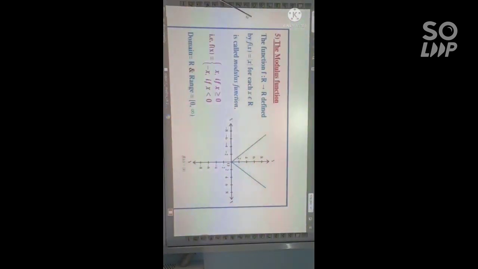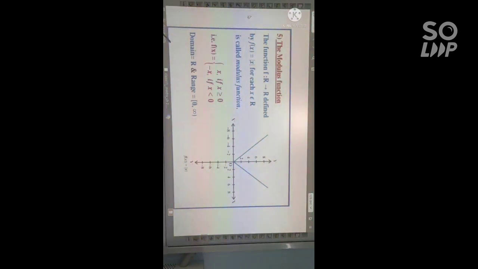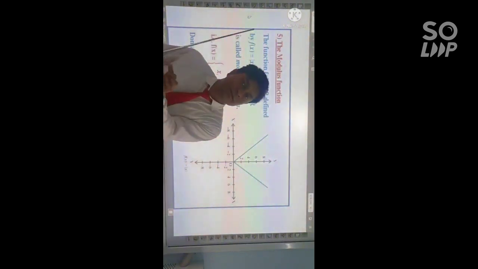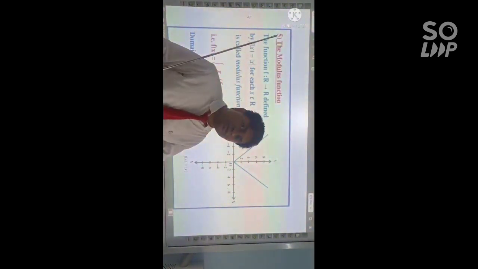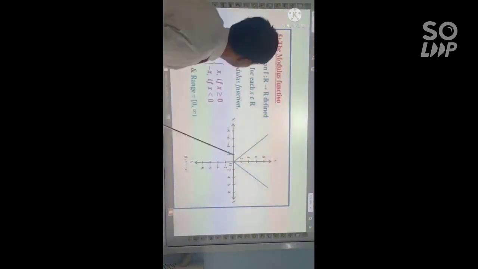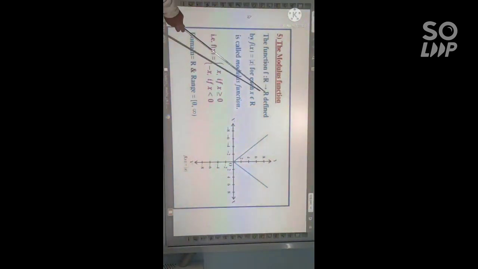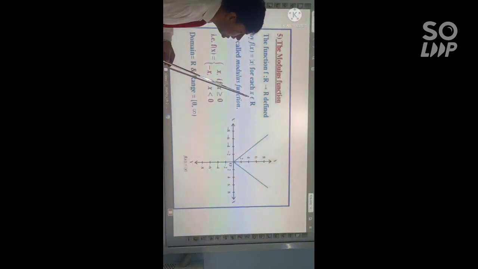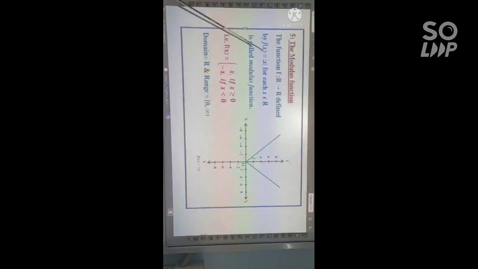Now, the modulus function. Modulus means if we use a negative value, we find a positive value. If we use a positive value, we find a positive value. So, the function f from R to R defined by f of x equal to mod of x. This is the symbol of mod. For each x an element of the real numbers. This is the sign of element. It is called the modulus function. It means f of x equal to y equal to mod of x.